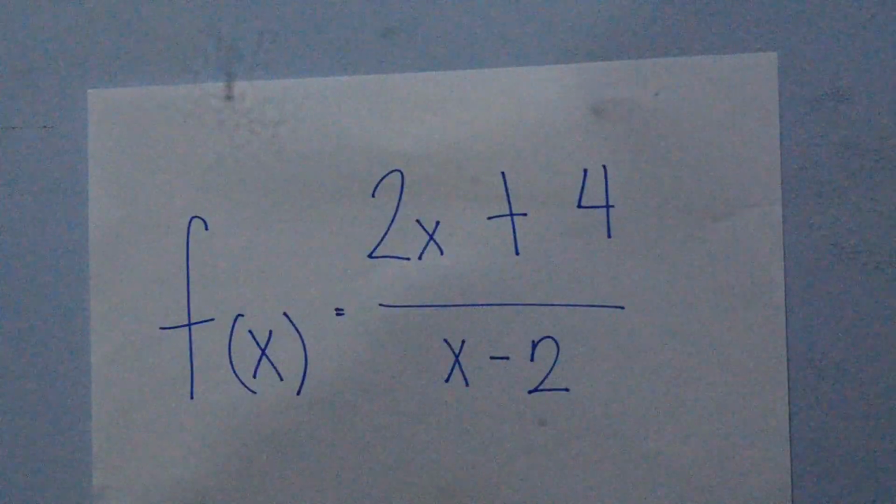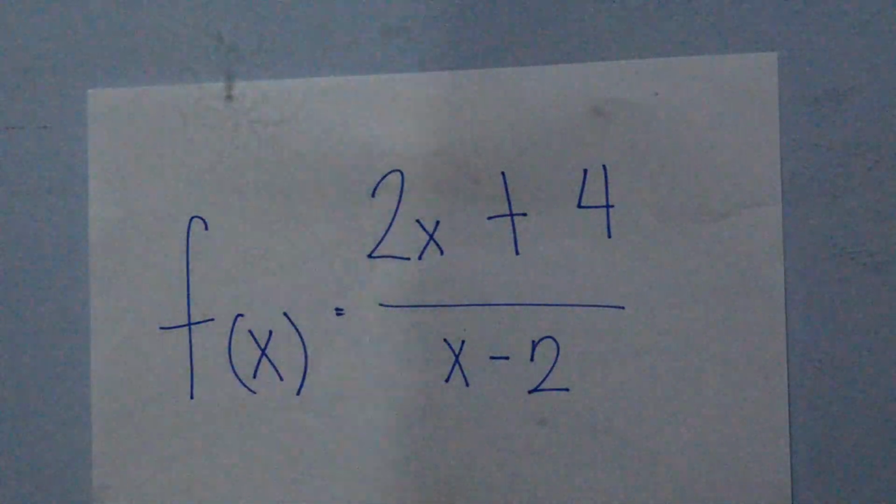So, starting off, my equation is f of x equals 2x plus 4 over x minus 2. That is my given to you guys. For our first step, we're going to be finding our domain and range. We can't do both at the same time, so we're going to start off easy. We're going to be finding our domain.